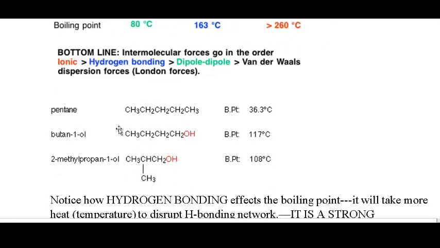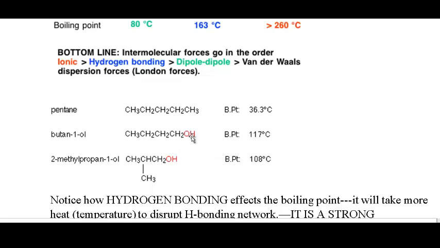Couple of more examples. Here's pentane. Okay, all you have are a bunch of CH3 and CH2 groups, no polarity whatsoever. The boiling point is 36.3 degrees C. Once you add that OH group, the boiling point really shifts. Okay, so what's the difference between the alcohol butan-1-ol or 2-methylpropanol? Okay, the differences in the OH group constitute about 3 to 4 times increase in the boiling point.